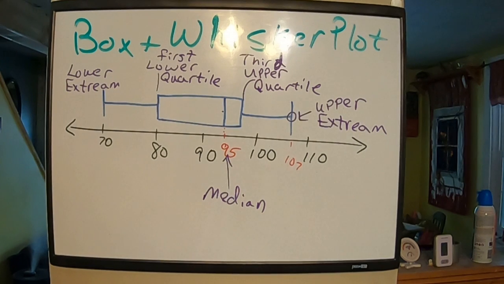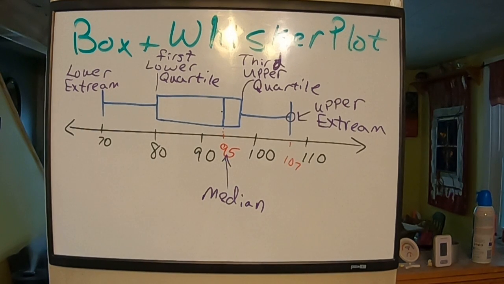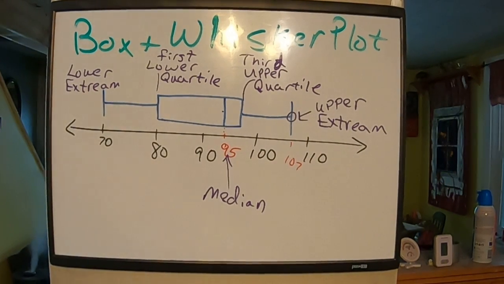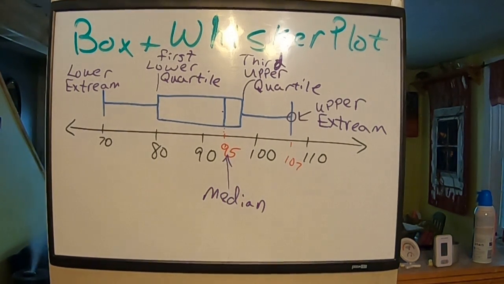And there might be another word that some books will use for it, like the highest value or the lowest value. But many books use upper extreme and lower extreme. So it's the lowest point of the data, the highest point of the data.